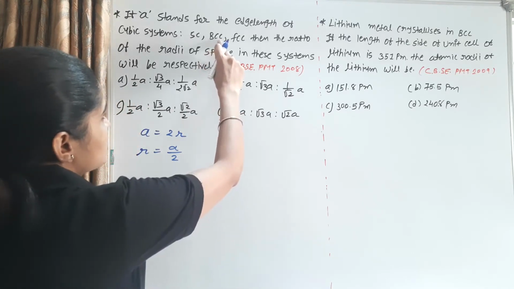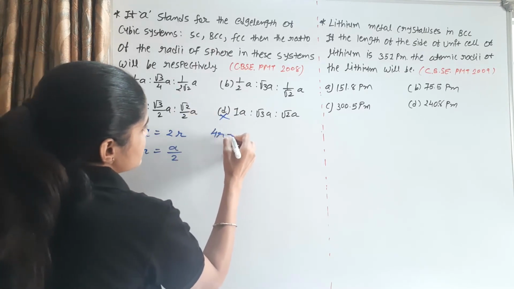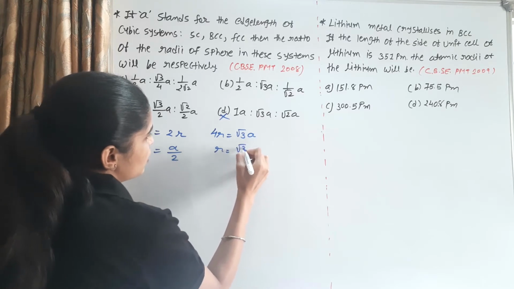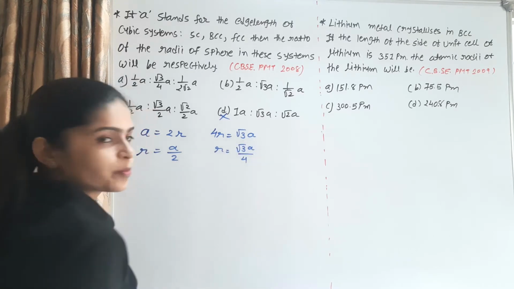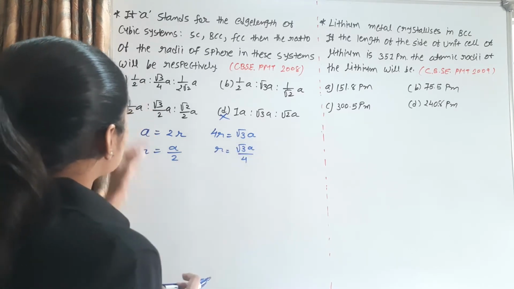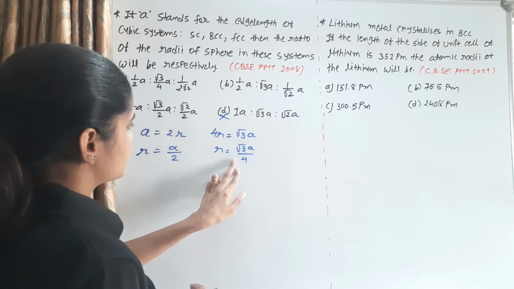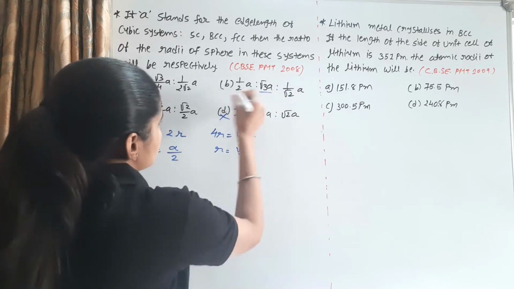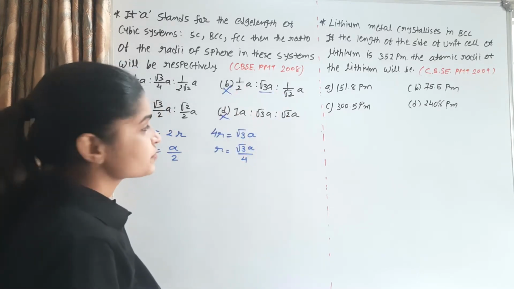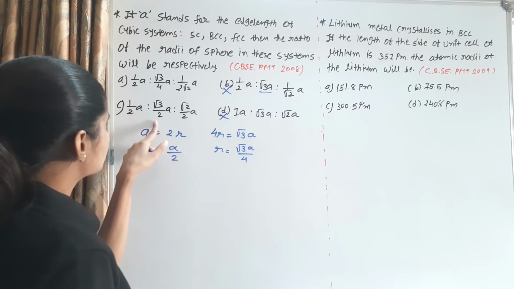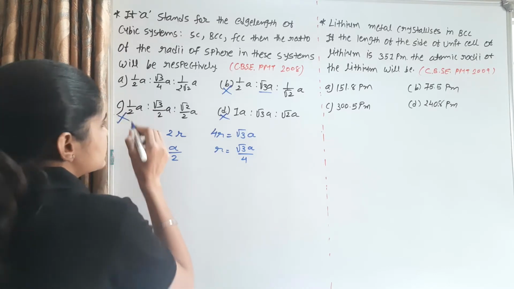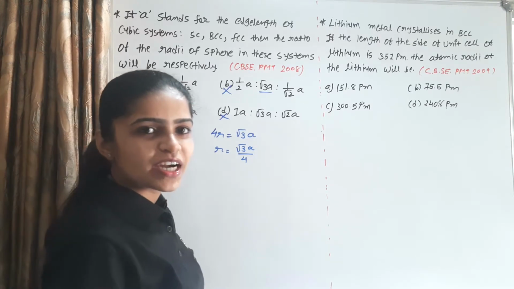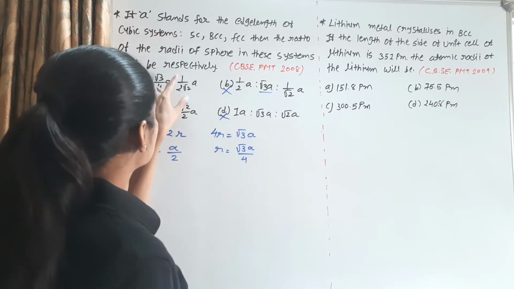Second, BCC: 4r is equal to under root 3 a, so r is equal to under root 3 a by 4. Is the option under root 3 a by 4? Yes, this is the same. Then the option with under root 3 a is wrong, so that option is cancelled out. Third, the option with under root 3 by 2 a is also cancelled out. So the right option has a by 2, under root 3 by 4 a and 1 by 2 under root 2 a.